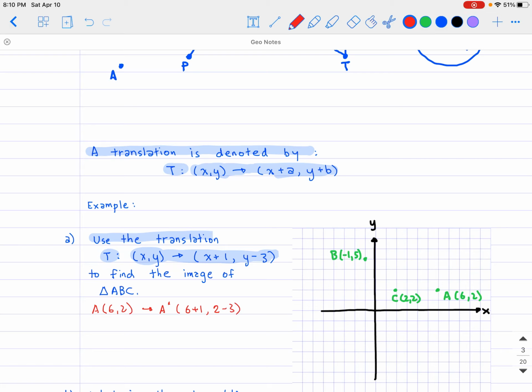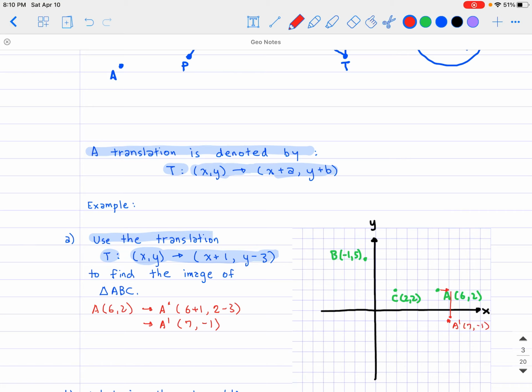So note that 6 and 2 are the original values of the x and y, and then I'm going to add 1 to the x and then subtract 3 from the y. So then the result is that we're going to have A prime, which is now located at (7, −1). Now, in terms of location, that is going to be 7. So we're going to move over to the right by 1. And then we're going to go down by 3, it looks like. So this point over here is going to be the after image of A prime.